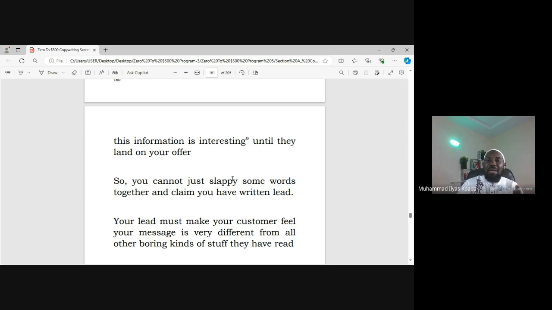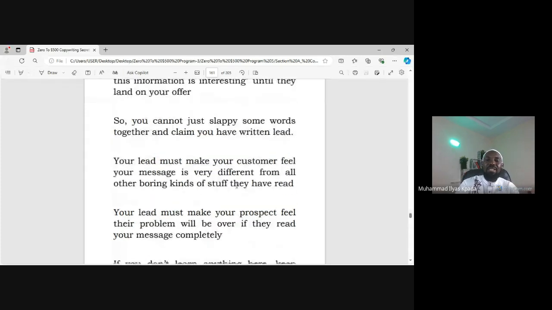So you cannot slap some words together and claim you are creating a lead. Your lead must make your customers feel your message is very different from all the other boring stuff they have read. Now, generally online, information is divided into two.